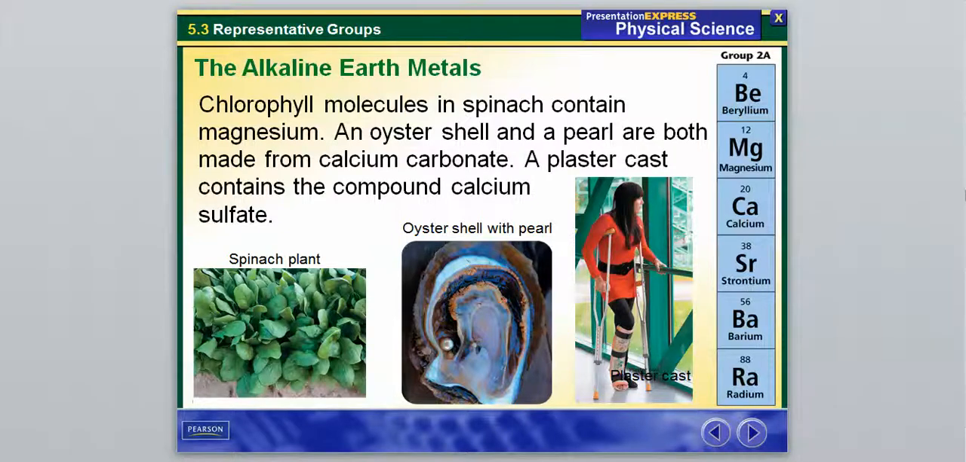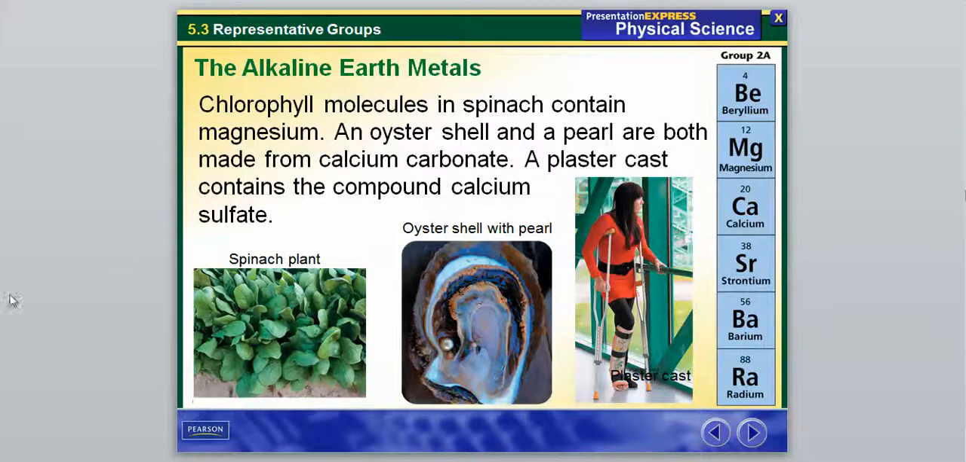And a plaster cast, which hopefully none of you have had to wear too much, but I imagine you've probably had to wear a cast at some point in your life, contains the compound calcium sulfate, which is again calcium, found right here in group 2A of our alkaline earth metals. So those two are probably the most important in that group.